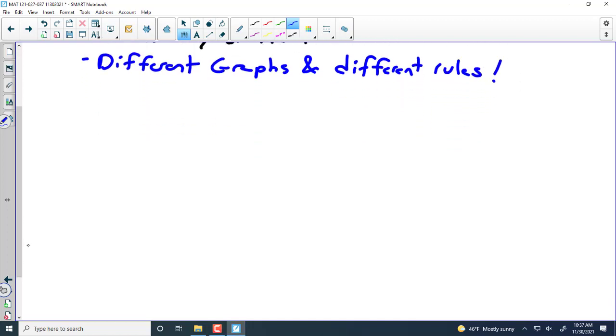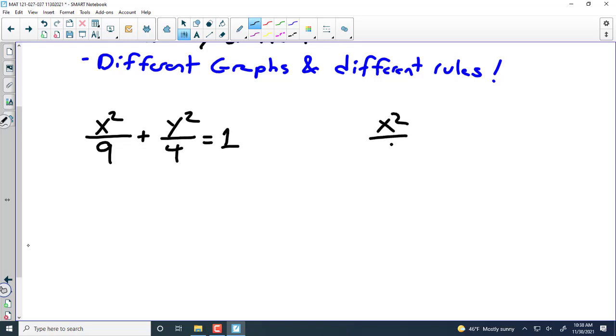So it turns out that you could have something like x squared over 9 plus y squared over 4 equals 1. And you could have x squared over 9 minus y squared over 4 equals 1. And one of these is an ellipse, and one of them is a hyperbola. But the equations are almost identical to each other.